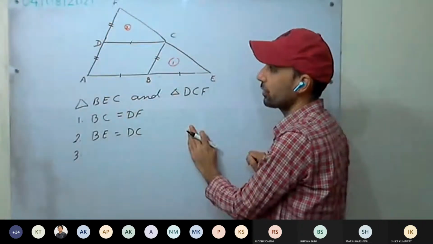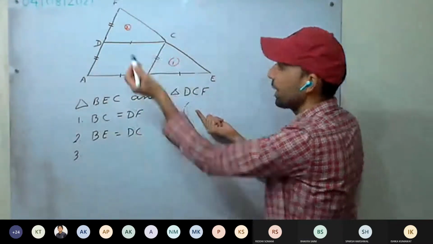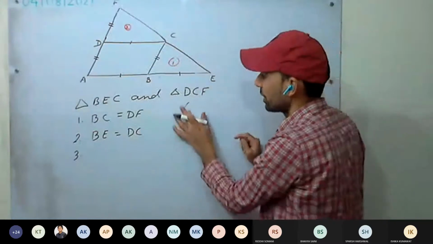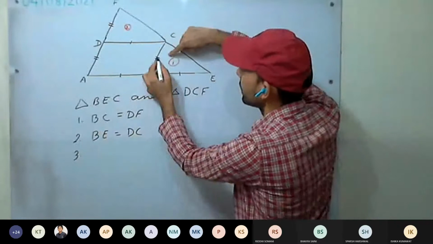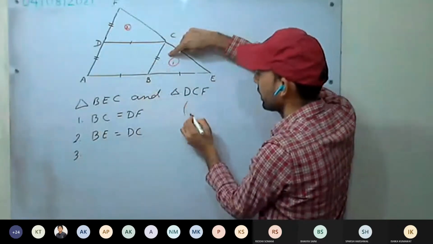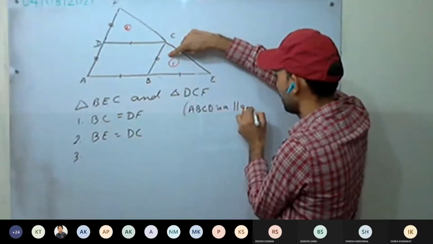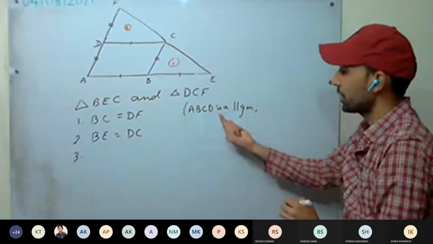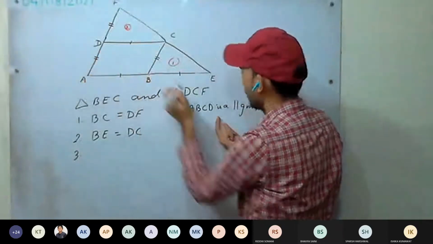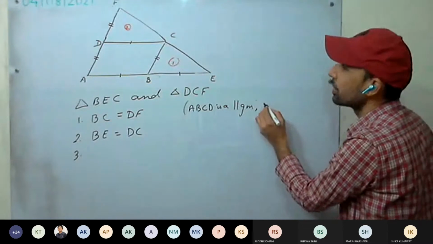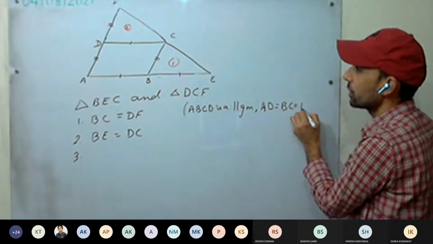How have we proved BC equal to DF? ABCD is a parallelogram. What reason will you write for BC equal to DF? You can mark this in the diagram as well. You can write ABCD is a parallelogram. This much is sufficient. It means AD equals BC, and you can write AD equal to BC equal to DF.